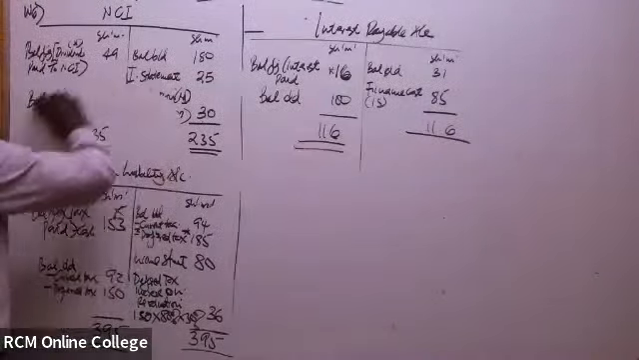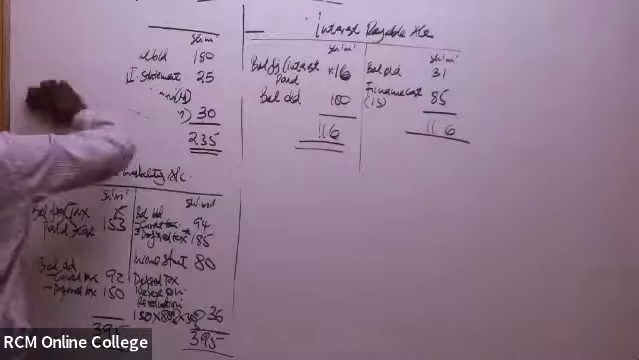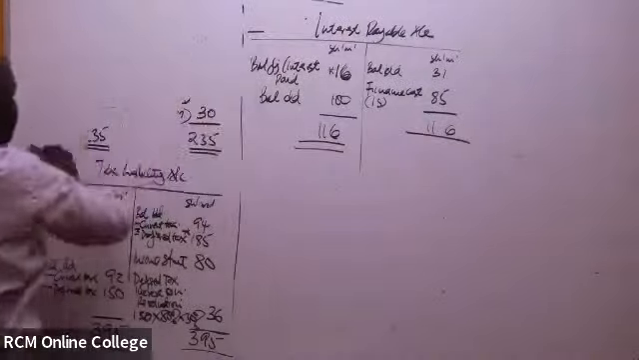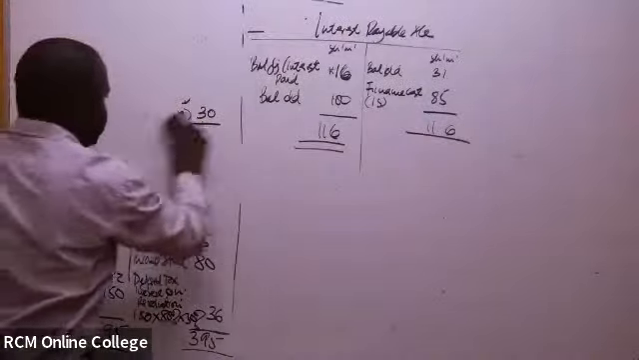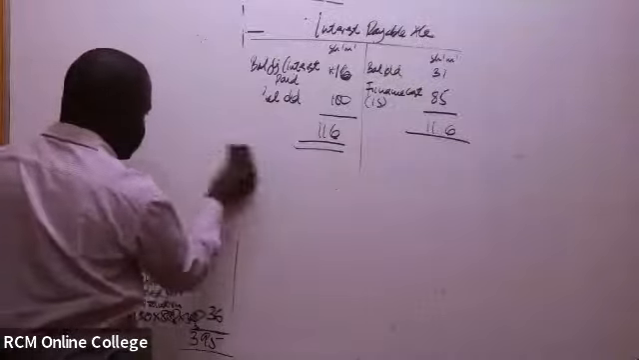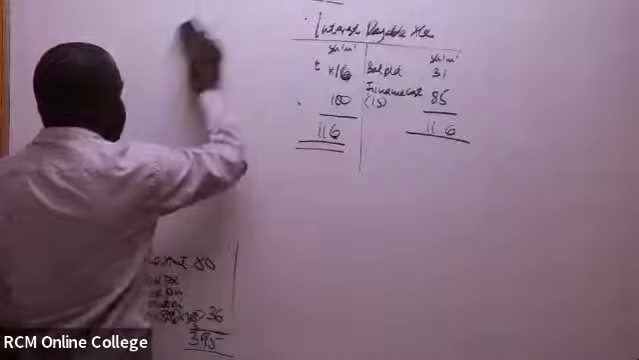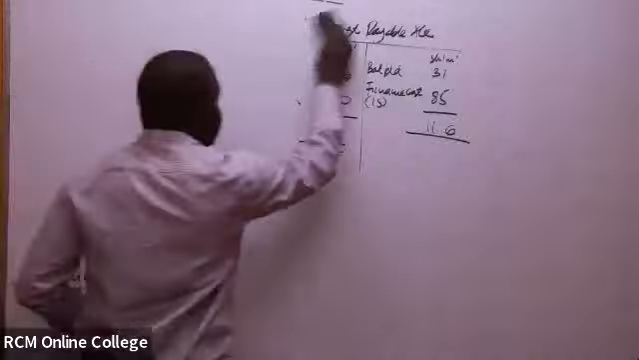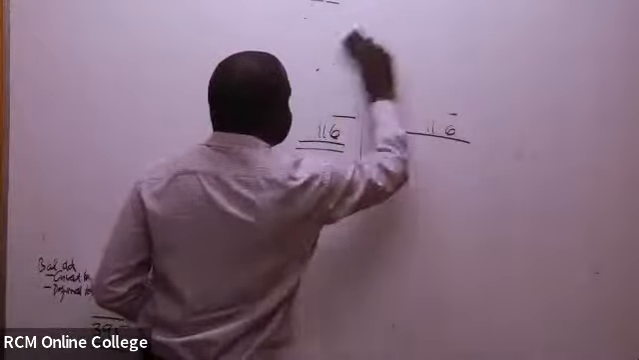So we can now prepare the statement of cash flow, by listing the operating activities, listing the investing activities, and of course now we also list the financing activities.